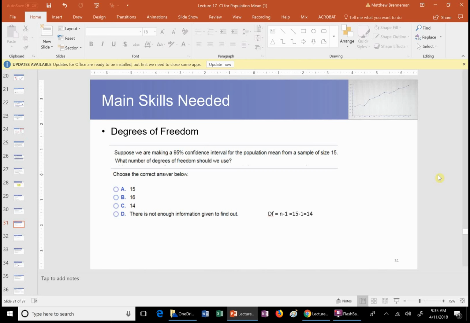That's one of the two things you're going to need. You're going to need the degrees of freedom, and you're going to have alpha over 2, which is 1 minus the confidence divided by 2, when you go to compute the critical value for the margin of error.